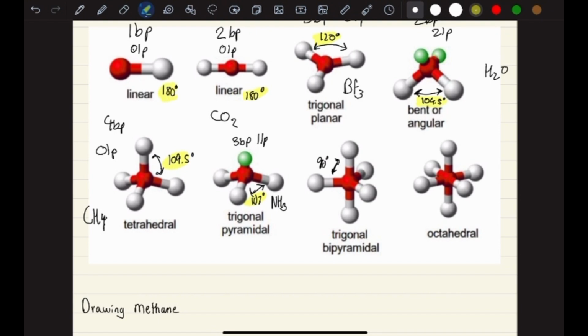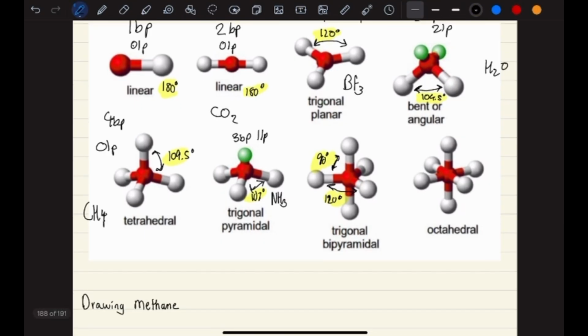Cool. So trigonal bipyramidal, it's got some that are 90 degrees, and if you try to imagine it in 3D, it's got another one that's 120 degrees. So that one's a bit more tricky. And with trigonal bipyramidal, you just have 5 bonding pairs of electrons. So I hope that makes sense. The best example I could think of is phosphorus pentachloride.